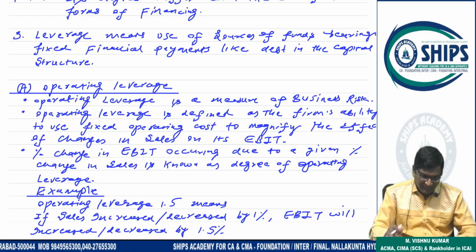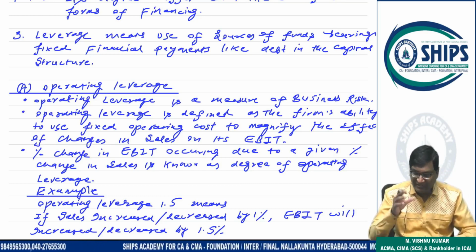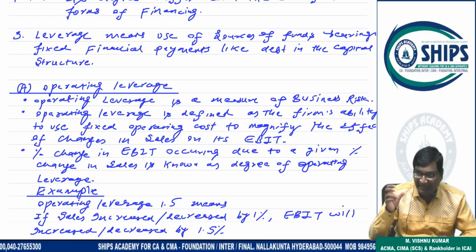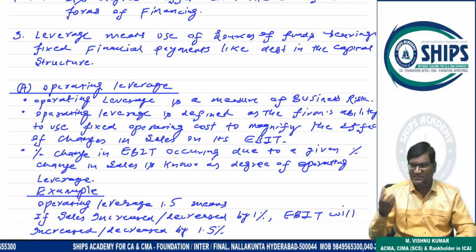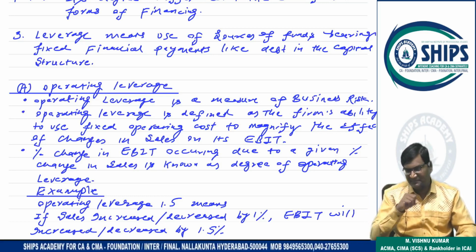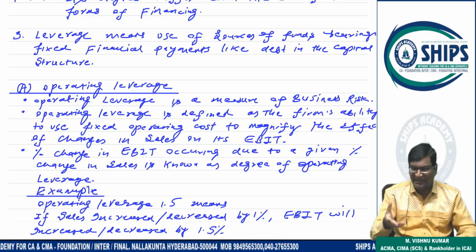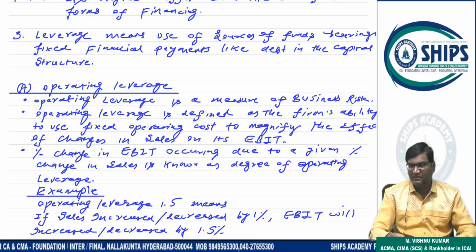Okay. Now we will study operating leverage. Operating leverage is nothing but a way of measuring the operating risk. The way of measuring the operating risk is called operating leverage. Already we understand. Clear?